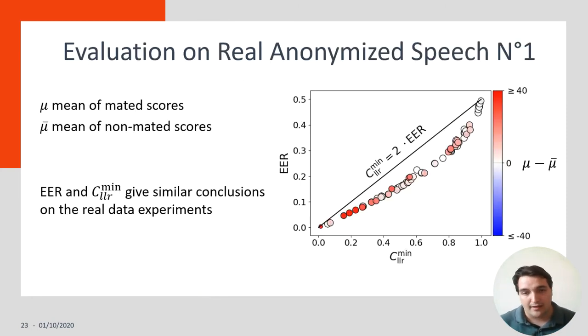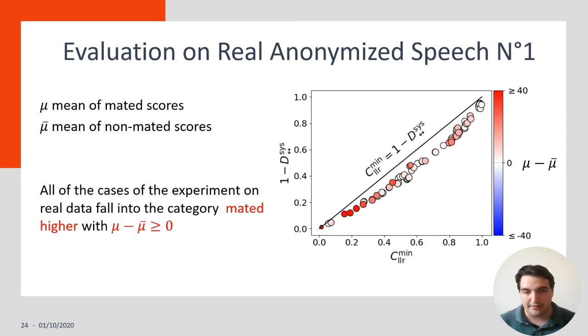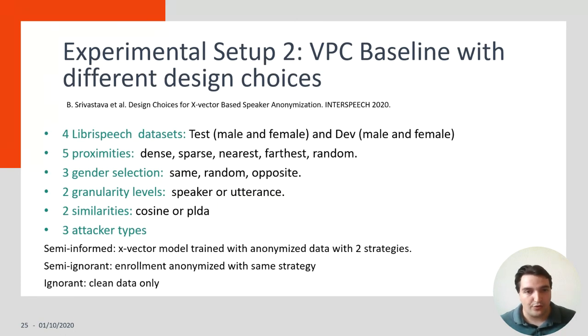Well, first of all, we compare CLR mean with EER, and we see that they give the same conclusion. We also draw for each individual case the difference between the mean of mated and non-mated scores. Let's see now the difference between CLR mean and 1 minus linkability. We can see that they agree and they give similar conclusions on all of the cases, but we can also see that all of the cases are either white or red, meaning that they all fall in the category where the mean of mated scores is higher than the mean of non-mated scores. Let's go further and search for other cases.